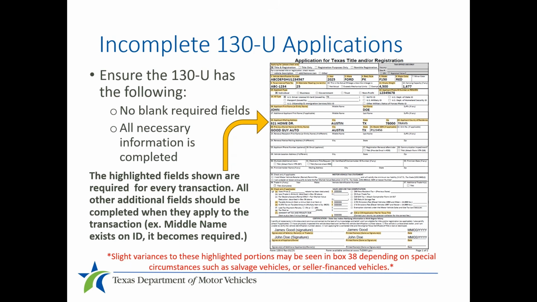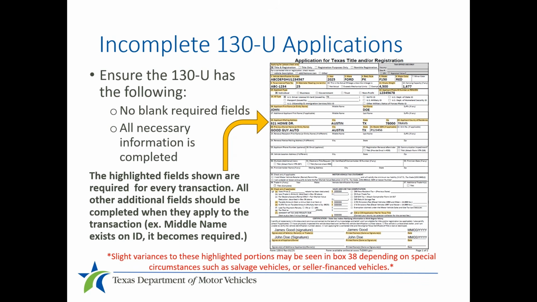In the example shown on this slide, highlighted sections identify the fields that must be completed for all motor vehicle dealer transactions. Depending on the situation, additional sections may also need to be completed. For example, if the customer had a middle name, then the middle name block would become a required field. Or if the vehicle was a salvage vehicle or seller finance transaction, variations in box 38 may be required. The key takeaway is this: complete every section of the application that applies to your sale. A careful review of the 130U before submission can prevent many avoidable returns.